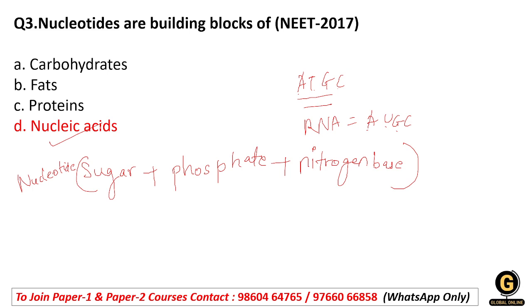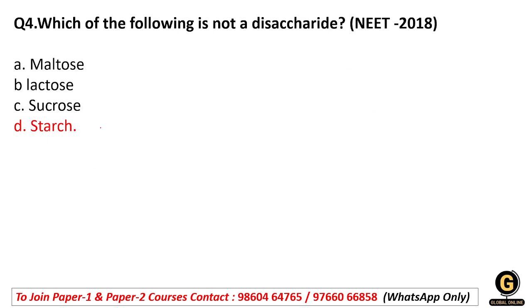Yes, moving forward to the next question: which of the following is not a disaccharide? And the options are maltose, lactose, sucrose, and starch. Yes, so the right answer is starch. Yes, because all these three are disaccharides. Yes, and starch is a polysaccharide.